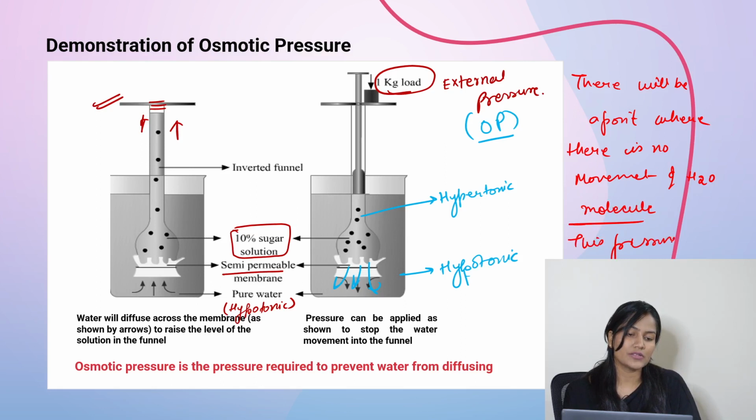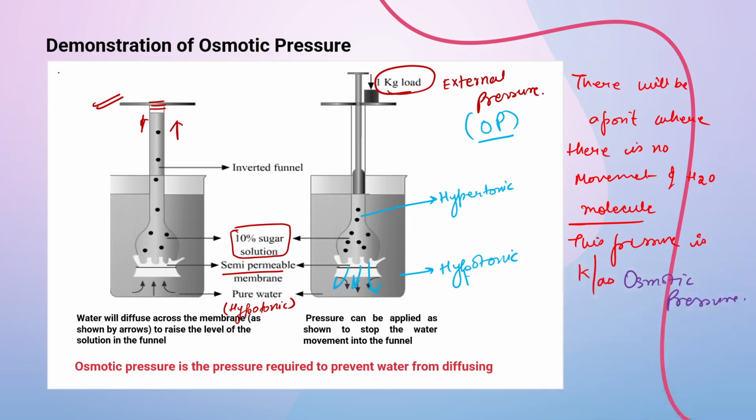is known as, what are we going to call this pressure? This pressure is known as osmotic pressure. This is how we measure osmotic pressure. So this is an experiment to determine the value of osmotic pressure.